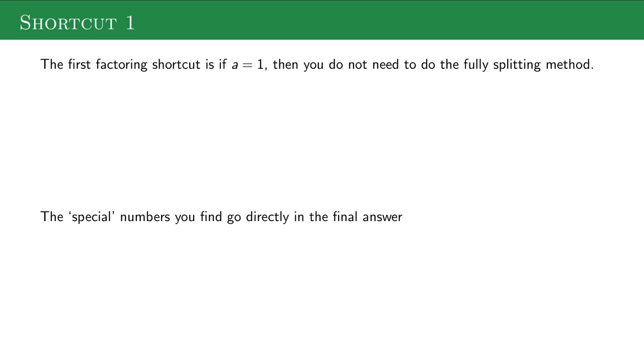So the first factoring shortcut is when a equals 1, which means there's no number in front of our x squared. When you have that special situation, you don't need to do the full splitting method. You can just find the special numbers, and those are your answer. So what does this mean?